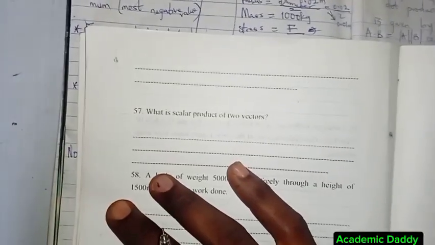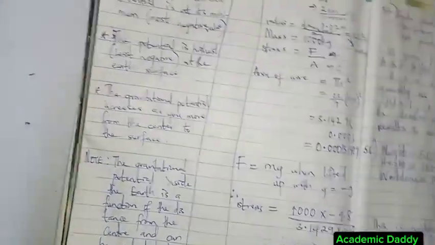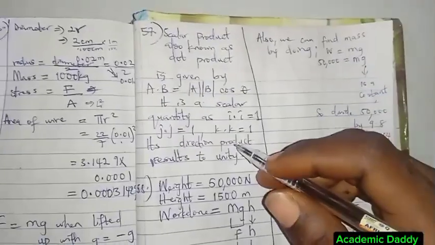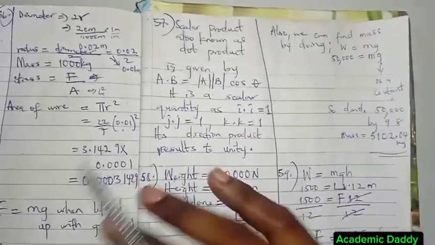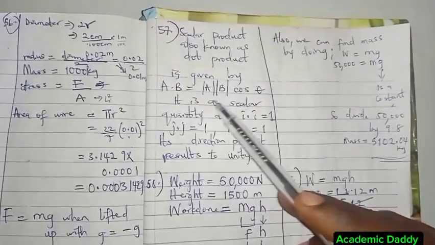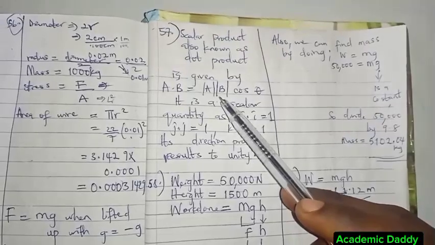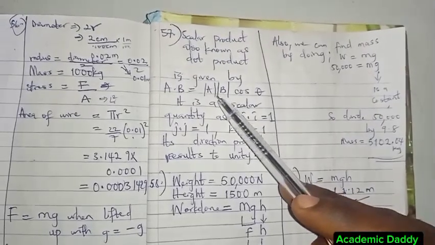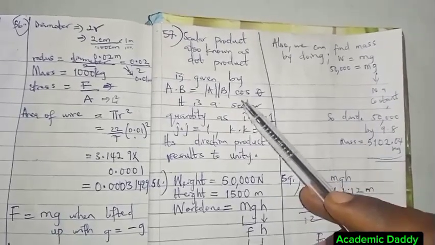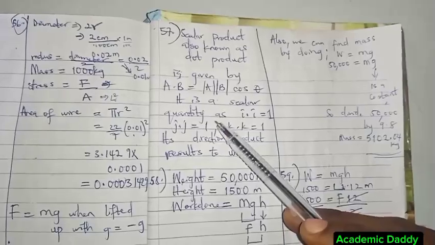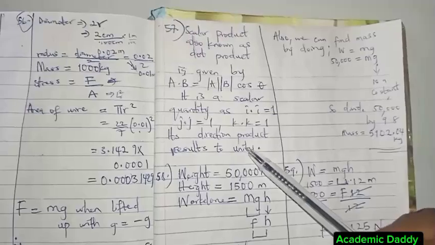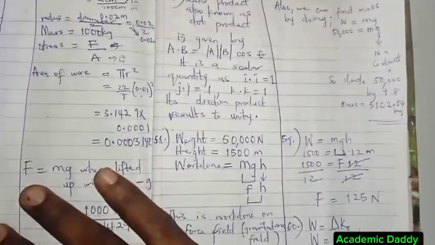I say, what is the scalar product of two vectors? I explained it here. That is 57. Scalar product, also known as dot product, is given by A dot B equals magnitude of A, magnitude of B, cos theta. It is a scalar quantity. So it simply means that scalar product talks about the magnitude of a particular variable. It can be anything, but here I'm using A and B, and the cosine of the angle between them. So it's a scalar quantity, as I dot I, J dot J, K dot K, the direction product results to unity. Whenever they say unity, it means that it results to 1.